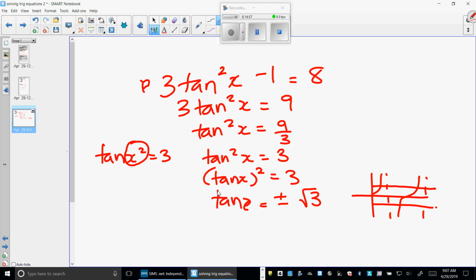Now I'm not going to do that one with you because the next steps are the things that you need to deal with. But just remember that when they're squared, when you square root them, you've got both the positive and the negative versions.